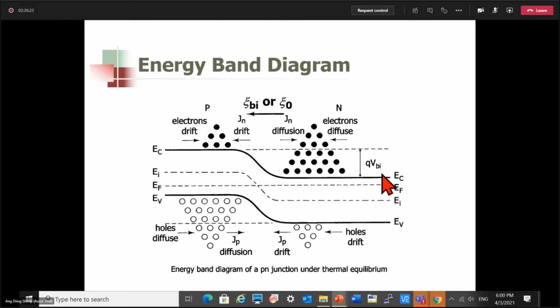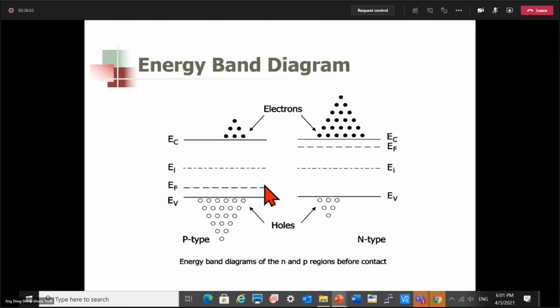So you can calculate the built-in potential by taking the difference between EC on the P side and the EC on the N side. This difference is multiplied by Q, because this energy band diagram is given in terms of EV. Okay, all right. So you can also evaluate the built-in potential by taking the difference between the EV on the P side and the EV on the N side. They will work out to be the same. Okay, and of course, I can also evaluate the built-in potential simply by taking the difference between the two Fermi levels, since it is the alignment of the two Fermi levels that caused the offset in the band diagram.